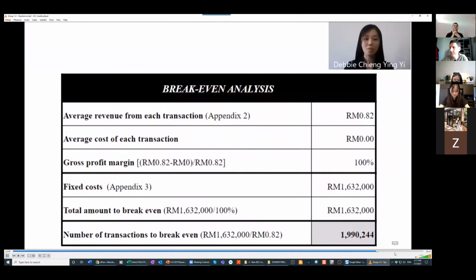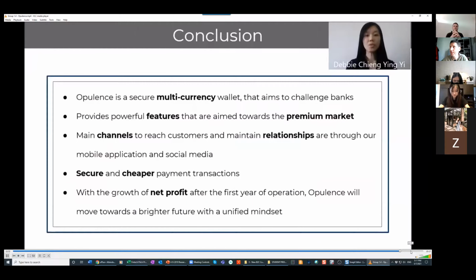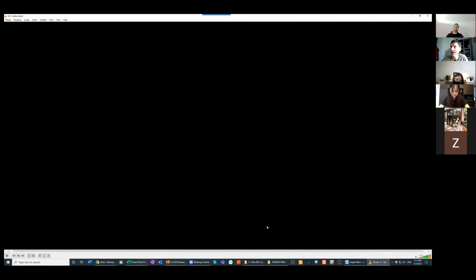With an average revenue per transaction of operation. In conclusion, we can know that Opulence is a secure multi-currency wallet with powerful features. Lastly, with a unified peer pitch. Thank you.